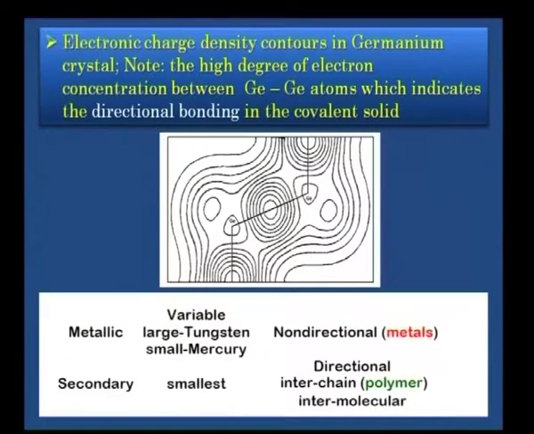The primary bondings will have large bond energy, and binding is very strong. That is called primary bonding. The ionic, covalent, and metallic are all primary bonds, where the bond energy will be large. Whereas in the case of secondary bonding, like Van der Waals bonding and hydrogen bond, the bond energy will be small. I will come to the magnitudes maybe in the next lecture. Then again, there will be directional interchain, polymer, intermolecular bonding. So, to some extent it is directional bonding.